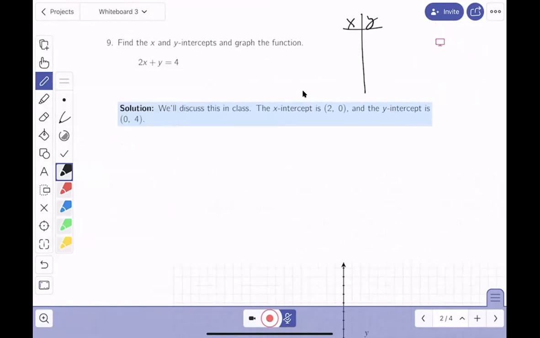So I'm going to set X to be 0. Y would be 4. Again, I'm looking at this equation over here. That makes sense to me because 2 times 0 is 0 plus 4, that would be 4. I'm going to set Y to be 0. And what would X be?